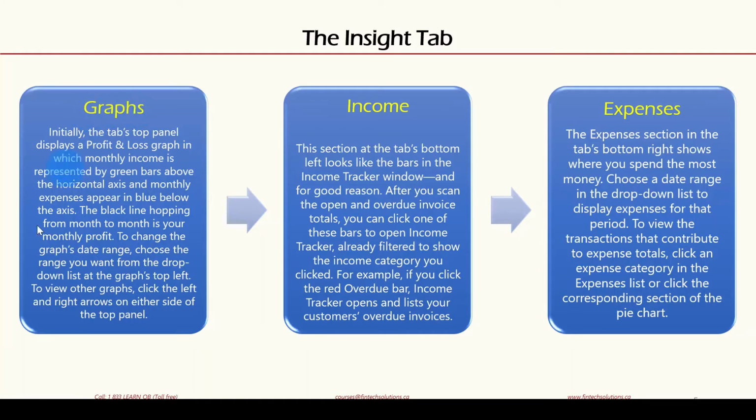First is Graphs. Initially, the tab's top panel displays a profit and loss graph in which monthly income is represented by green bars above the horizontal axis, and monthly expenses appear in blue below the axis. The black line hopping from month to month is your monthly profit. To change the graph's date range, choose the range you want from the drop-down list at the graph's top left. To view other graphs, click the left and right arrows on either side of the top panel.